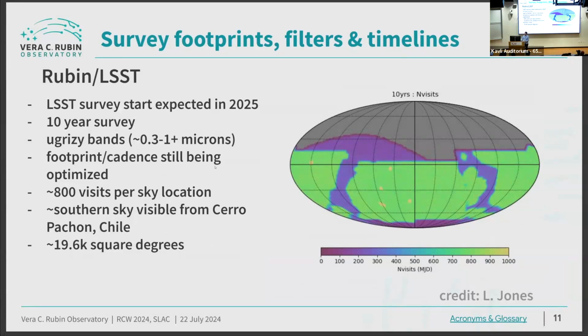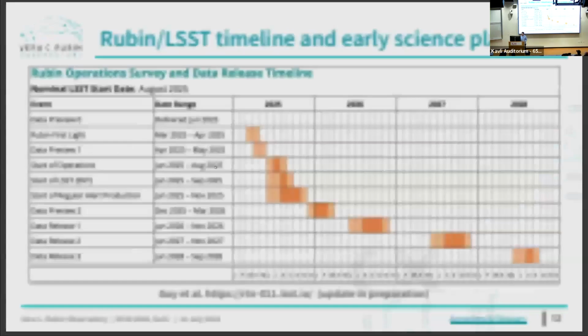Roughly speaking, about 800 visits per sky location is the time domain aspect here across the whole wide, fast, deep footprint. And of course, this is a ground-based survey, unlike the other two. And so you're going to get the whole sky as visible from Cerro Pachon, or at least going as far north as seems reasonable given air mass constraints. And then you have a total of close to 20,000 square degrees currently in the baseline plan, I believe.